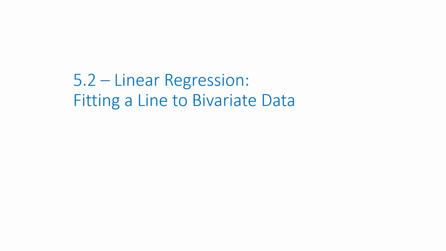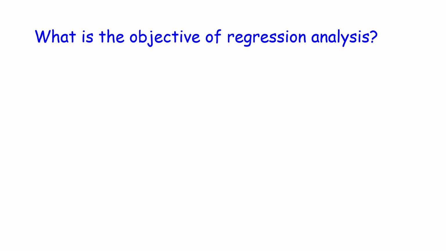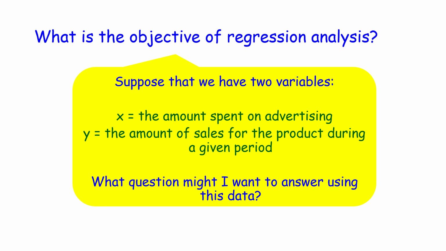In this video, we're going to continue talking about summarizing bivariate data, but we're going to be talking about linear regression and fitting a line to bivariate data. So, what is the object of regression analysis? Well, suppose that we have two variables, and x equals the amount spent on advertising, and y is the amount of sales for the product during a given period.